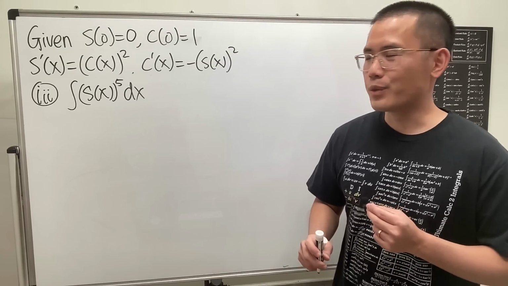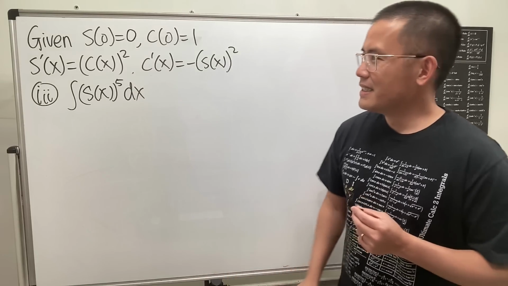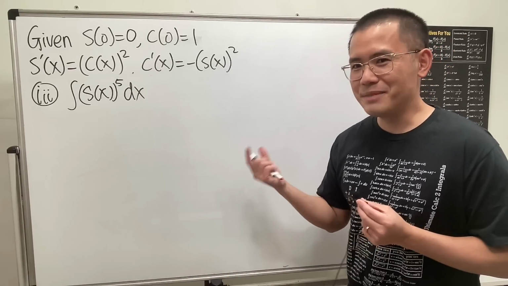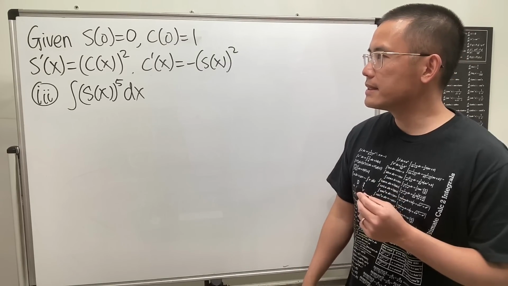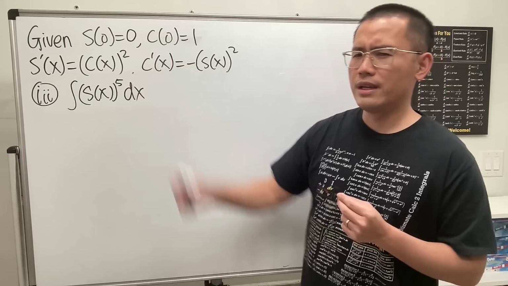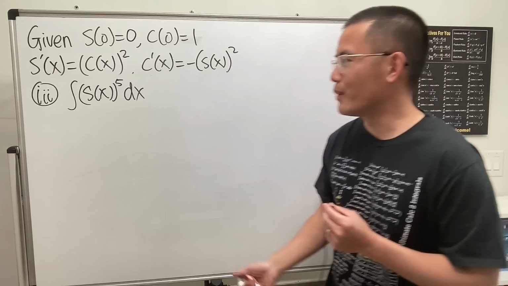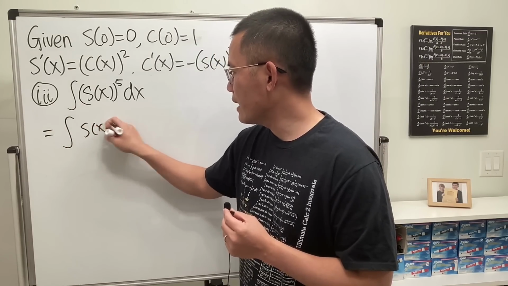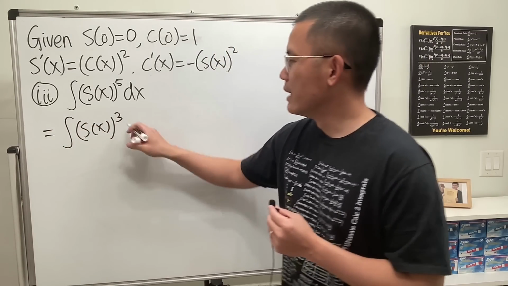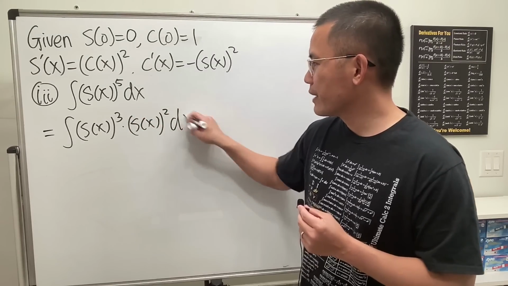Now for the second integral, we are going to integrate s of x to the 5th power. So this right here, seriously, just think back about how you will do a sine to some power integral. In this case, I think it's a good idea to break it down into the 3rd power times the 2nd power. So I'm going to just write this as the integral of s of x to the 3rd power times s of x to the 2nd power.